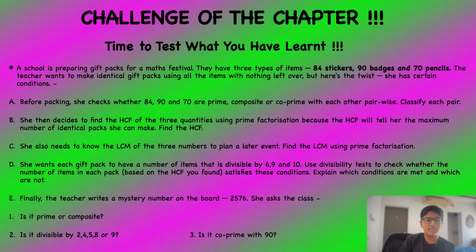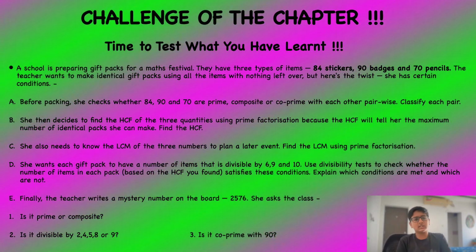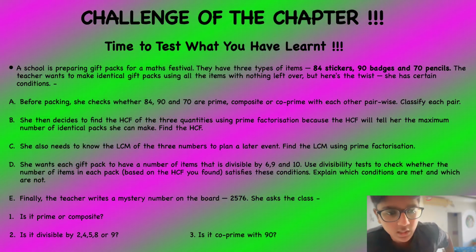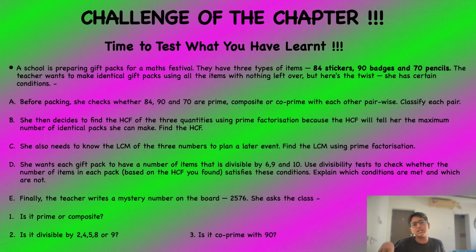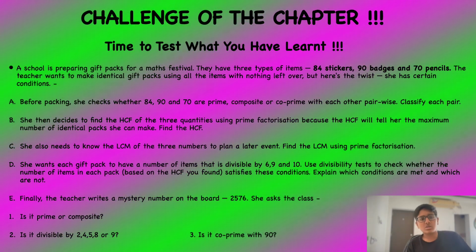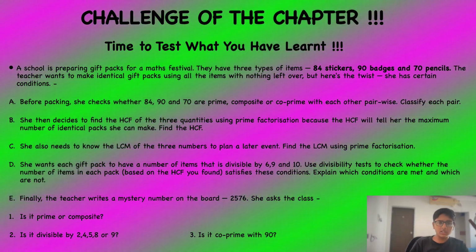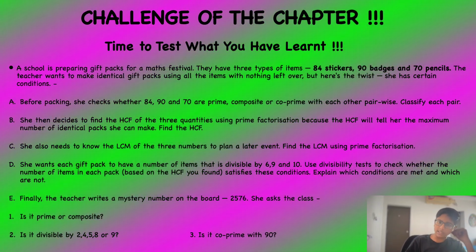Next, the teacher writes a mystery number on the board, 2576. She asks us, is it prime or composite? You have to tell her. And is it divisible by 2, 4, 5, 8, or 9? And next, is it co-prime with 90? So this is the whole question. Please take a screenshot so that you can practice it afterwards.